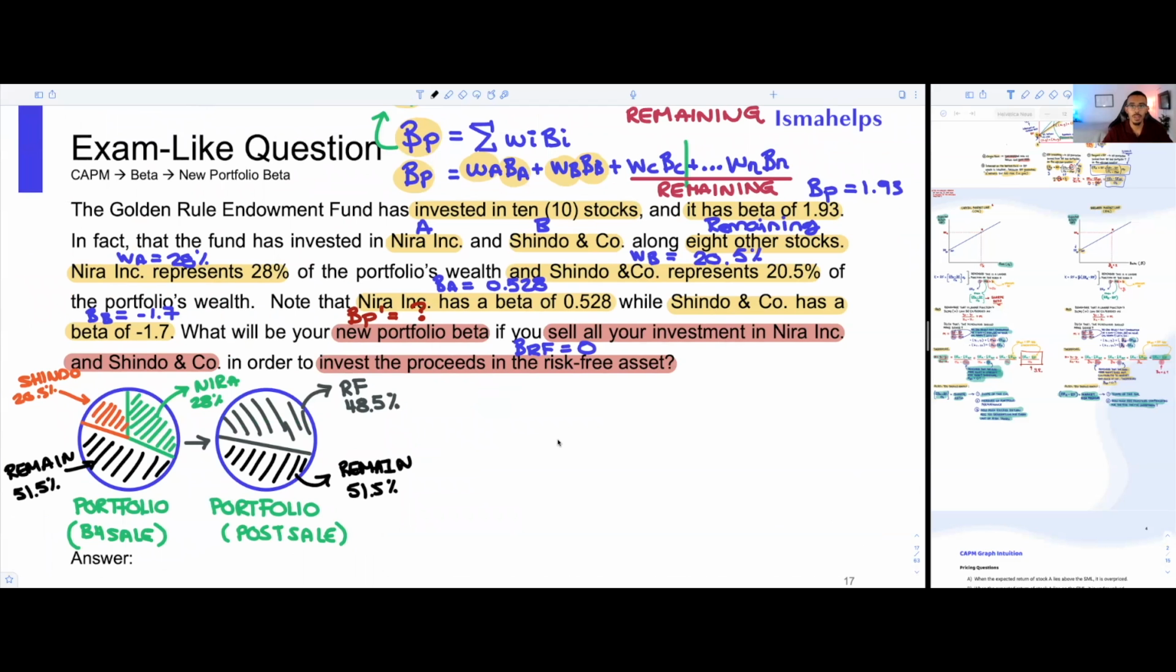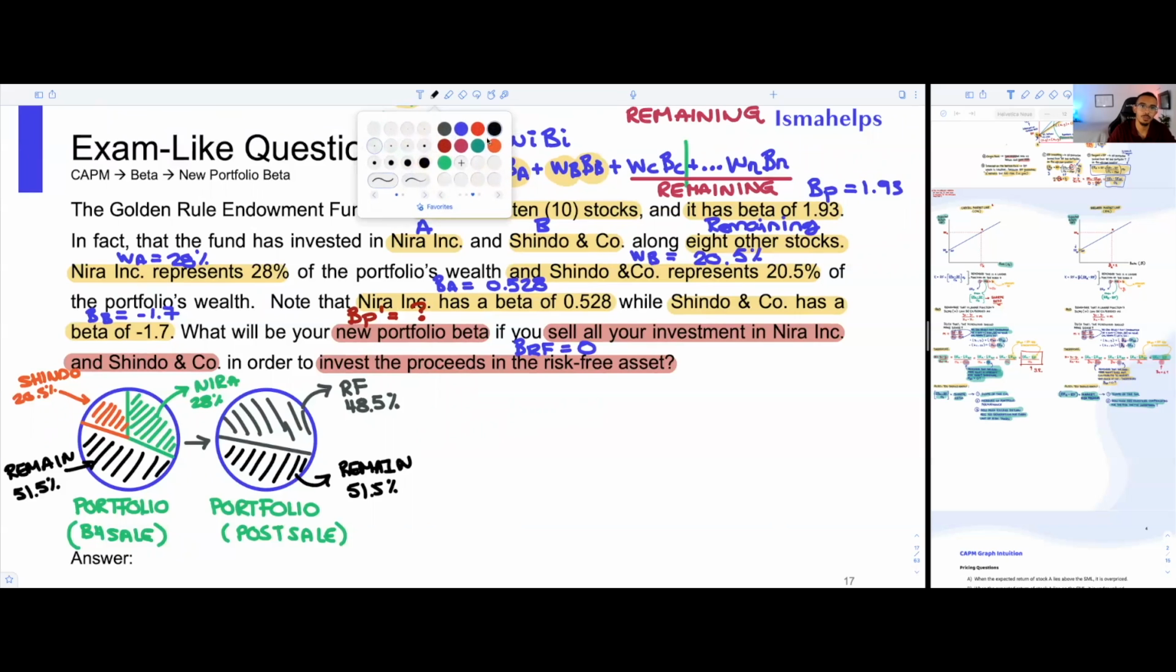So the first step is we need to figure out, although we know how much we have invested in Shindo and Nero, we don't know how much beta, or I'll say it in a better way, we don't know the actual magnitude of the betas of the 8 other stocks. So we need to solve for that, because once we're able to, we'll be able to solve for our new portfolio beta once we divest into the risk-free asset.